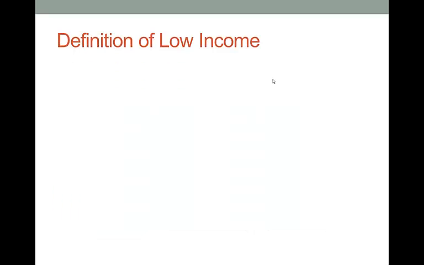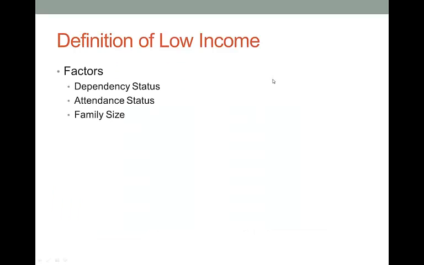And we're going to get on that here now. So for the factors, it depends on dependency status. So if you have, say, a family of 6, you have 2 parents, 4 kids, those 4 kids are going to significantly affect the income. So $100,000 for a family of 6 is going to be very different than a family of 2 and $50,000.